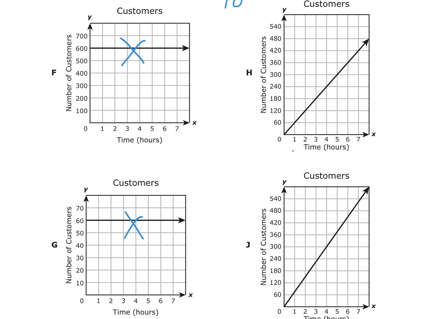This one says at 1 hour, you have 60 customers. After 2 hours, you have 120. After 3 hours, you have 180. After 4 hours, this one represents 60 every hour, and that represents the proper slope. So the answer was H.